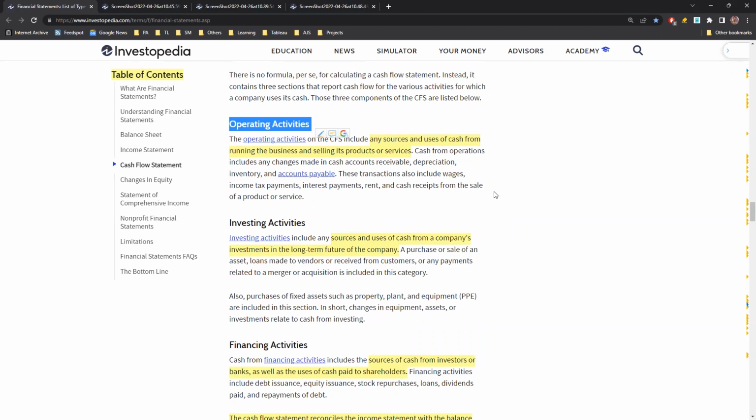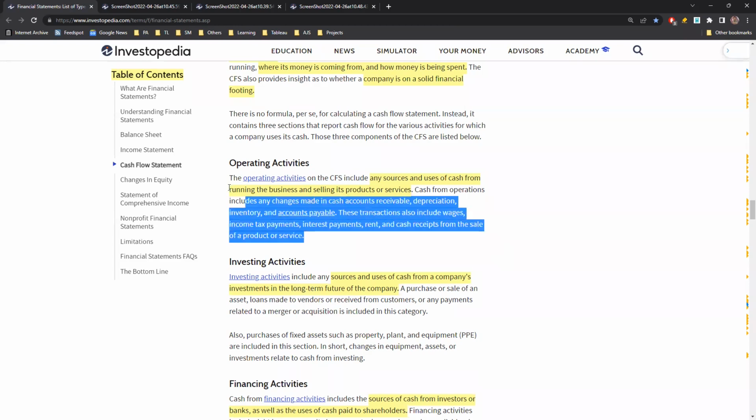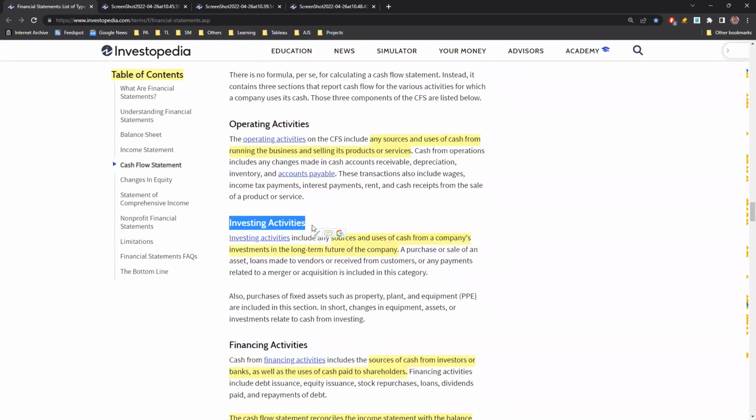Operating activities, just as the name suggests, are activities related to the operations of a particular company, whatever the main operations of that company are. Let's say you are a company known for selling a certain type of product or service. All the cash ins and outs that happen to make those operations possible will be recorded in the operating section. And then we have investing activities.